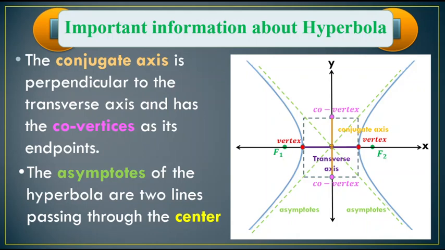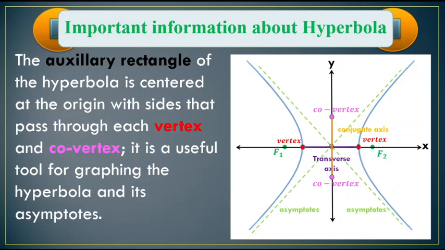The asymptotes of the hyperbola are two lines passing through the center. Now, the auxiliary rectangle of hyperbola is centered at the origin with sides that pass through each vertex and co-vertex. It is a useful tool for graphing a hyperbola and its asymptotes.